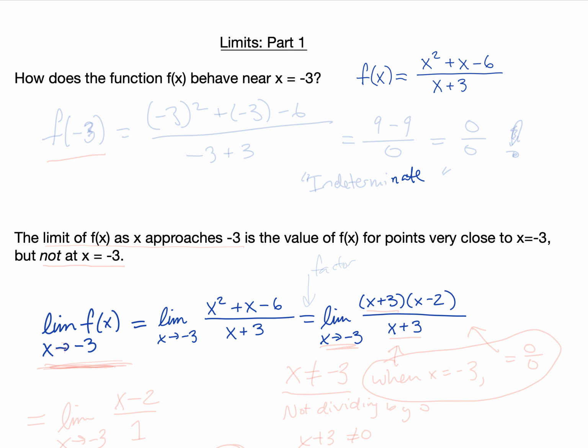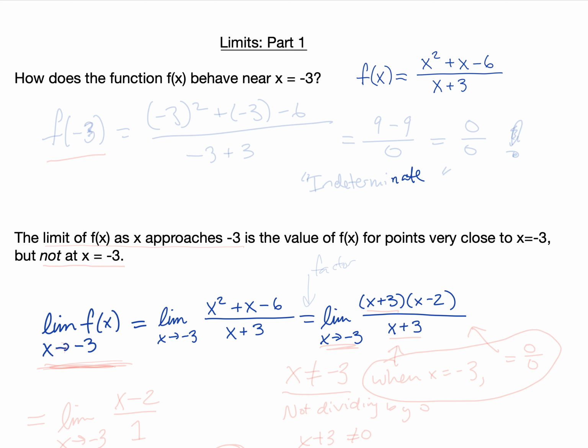This is an introduction to limits. So to start, let's think about the following question. How does the function f of x equals x squared plus x minus 6 over x plus 3 behave near the point x equals negative 3?